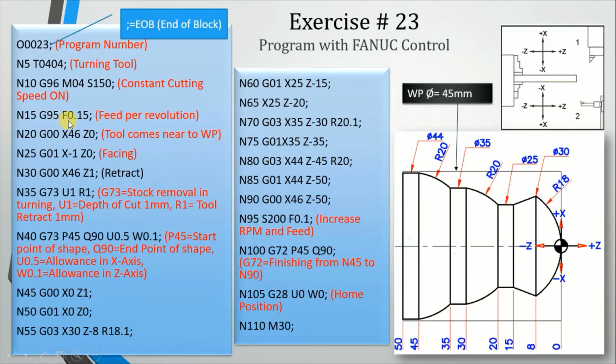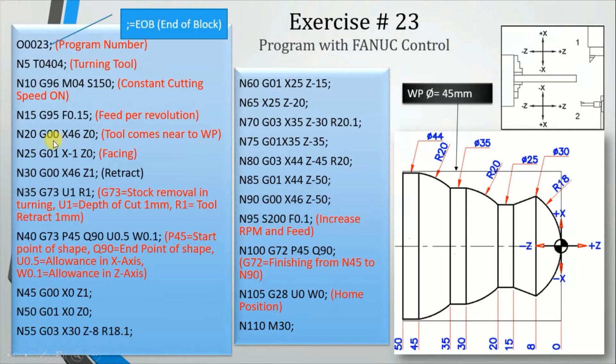Next line G95 F0.15. This is the feed per revolution. G94, if you remember, in the lathe volt we used G94 F200, F300, F400 depending on the material. That was the feed per minute. Now we will use here G95 0.15. It is for the feed per revolution. When the workpiece rotates one time, the tool will advance 0.15. When we make the finishing, we can reduce it to 0.01 or 0.008.